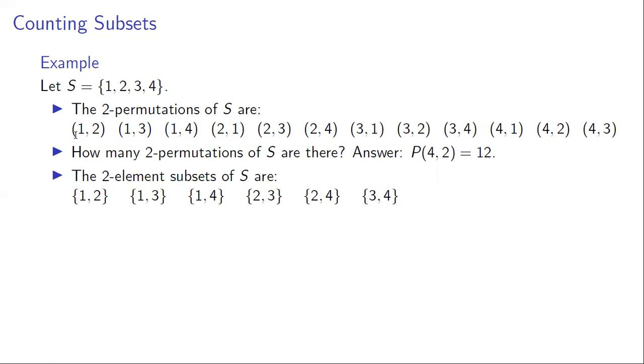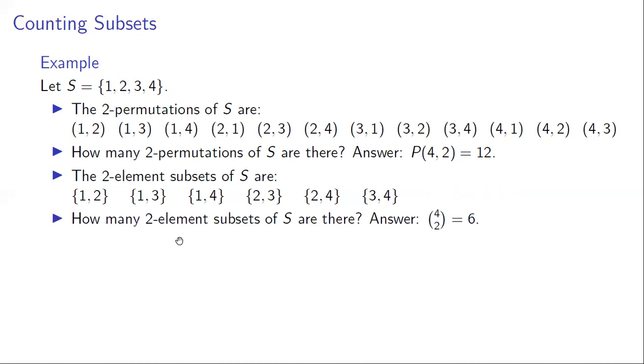Like in permutations, we had 1, comma 2, and we also had 2, comma 1, because in permutation, the order matters, because a permutation is simply a list in which order matters. But when we talk about subsets, we don't have 1, comma 2 and 2, comma 1, because those are just equal to each other. So here are the 2-element subsets of S. Again, the subsets of S that have 2 elements in each.